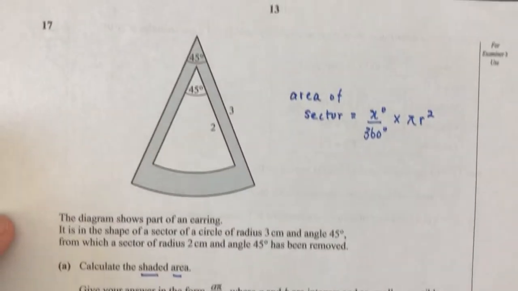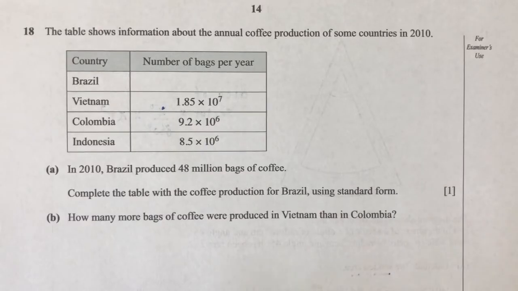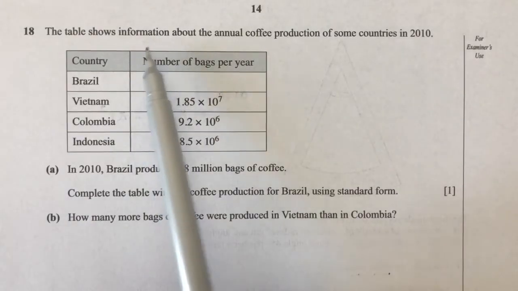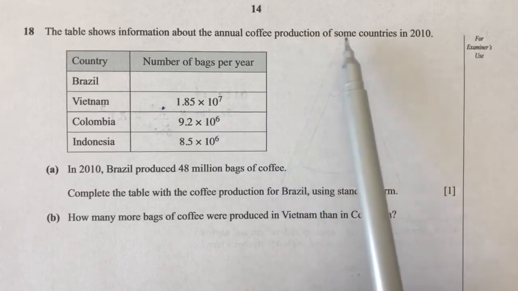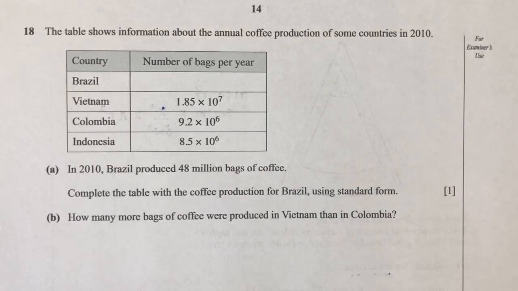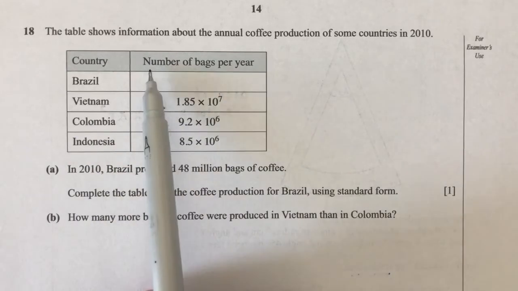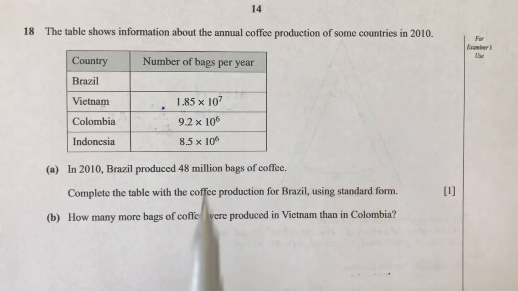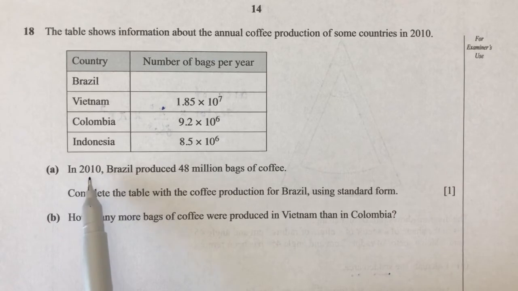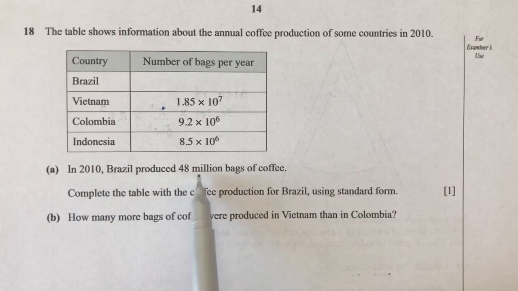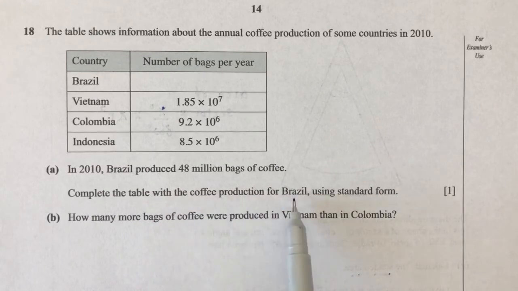This is question number 17. Question number 18. The table shows information about the annual coffee production of some countries in 2010. For country we have Brazil, Vietnam, Colombia, Indonesia, and this is the number of bags per year they produce of coffee. Part A. In 2010, Brazil produced 48 million bags of coffee. Complete the table with coffee production from Brazil using standard form.